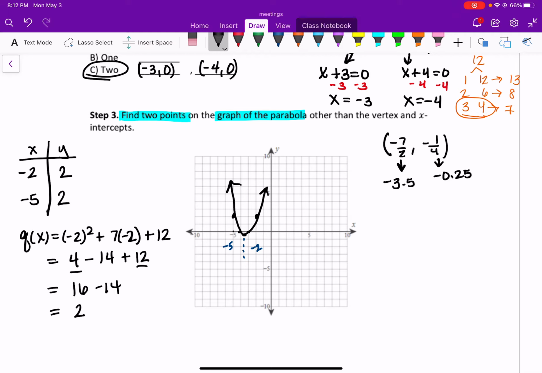Now, when you're doing the 2 points, you can really honestly choose any numbers you want, except for the numbers you already know. Like I can't do negative 3 and negative 4 because we already know those points. But you could pick any other number. I just always like to try to pick one equal distance from wherever my vertex is. That way I only have to technically plug in one thing.